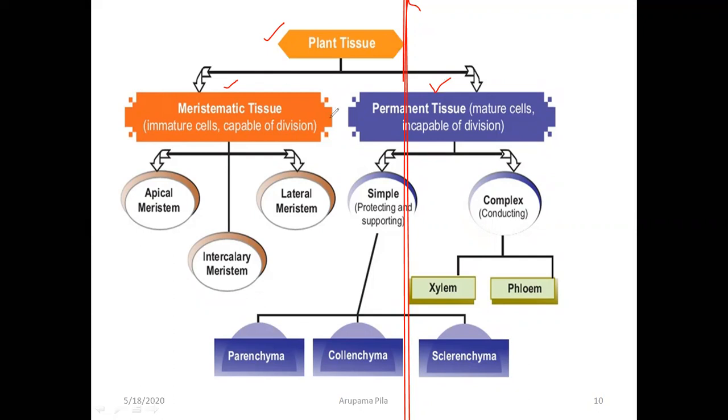Okay. Let me tell you again. So meristematic tissue has three types: apical meristem, intercalary meristem and lateral meristem, which I explained to you. Then permanent tissue, about that I have told you a little, which are mature cells and incapable of division. And they are of two types: simple permanent tissue and complex permanent tissue. Then simple permanent tissue are again of three types: parenchyma, collenchyma and sclerenchyma. And complex permanent tissue are of two types: xylem and phloem.